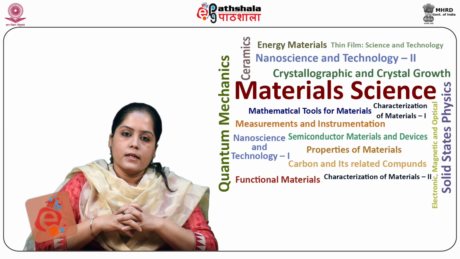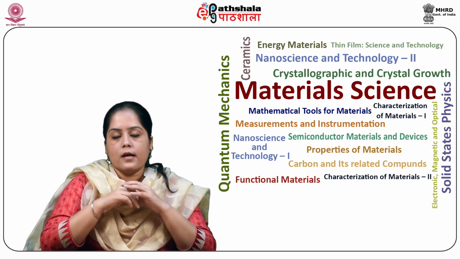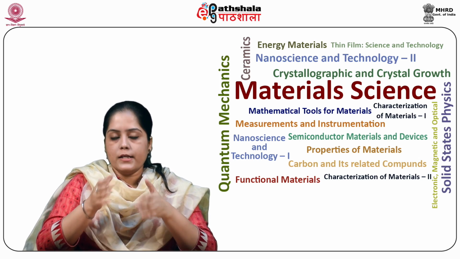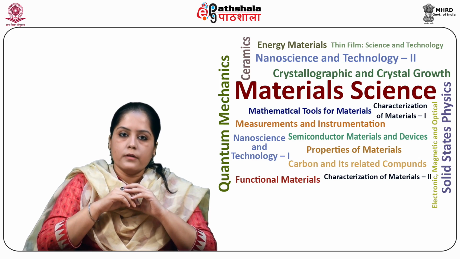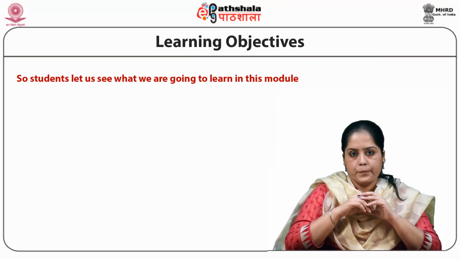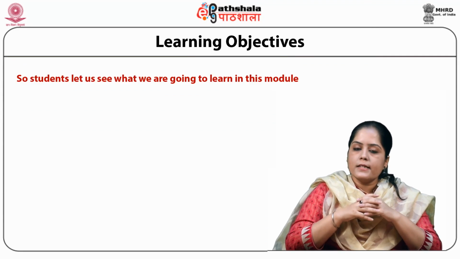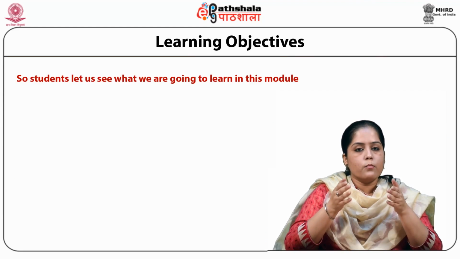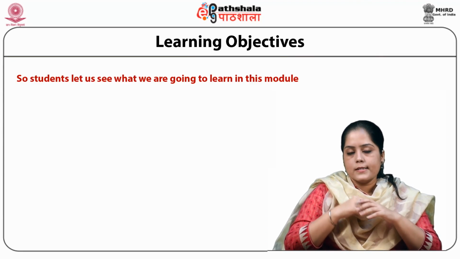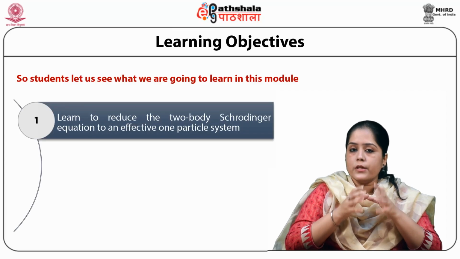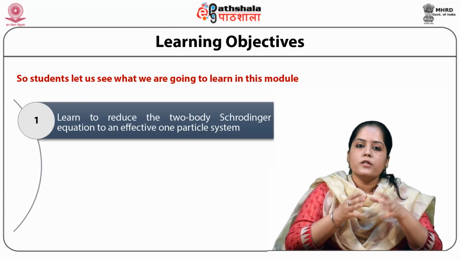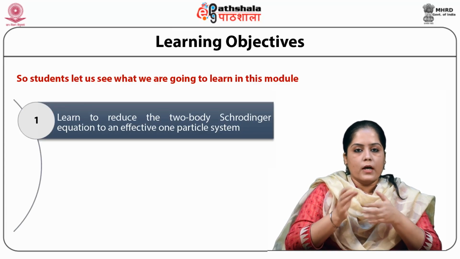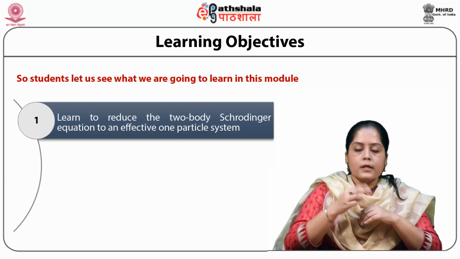So students, today we are going to discuss the module Hydrogen Atom from the paper Quantum Mechanics. Let us see what we are going to learn in this module. First, we learn to reduce the two-body Schrödinger equation to an effective one-particle system.